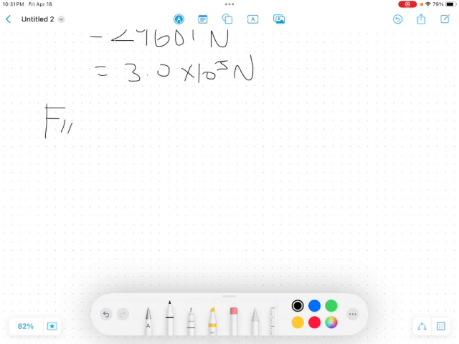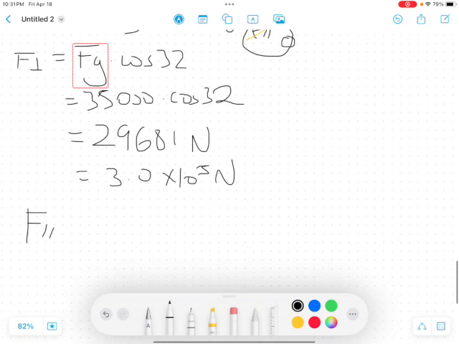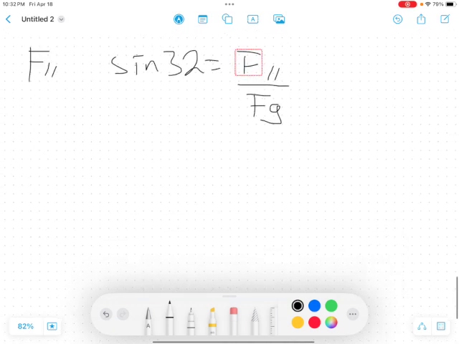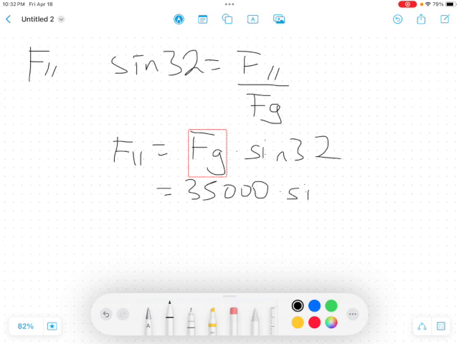Force parallel, what do I use? This is going to be the opposite. So I'm going to use sine. Sine is the opposite over hypotenuse. Sine 32 equals force parallel over force of gravity. Force parallel equals force of gravity times sine 32. 35000 times sine 32.